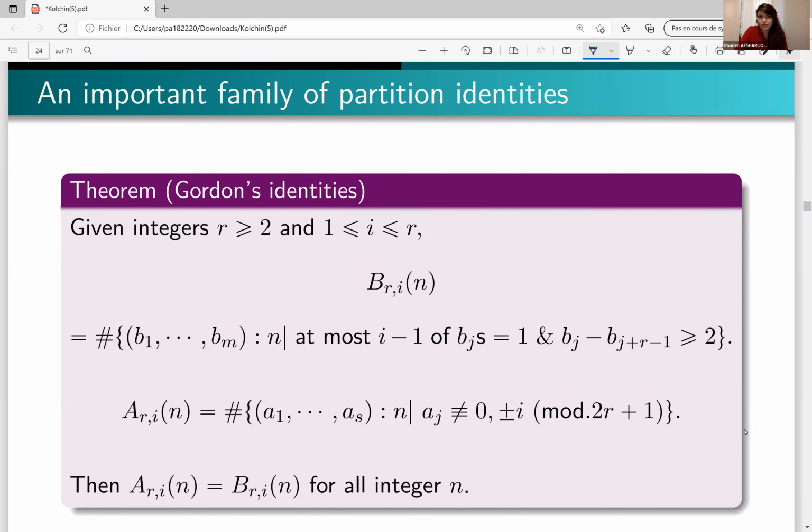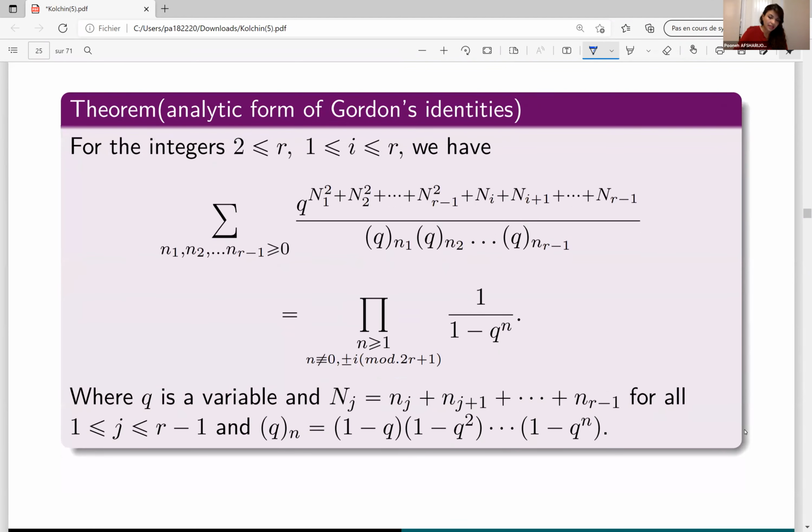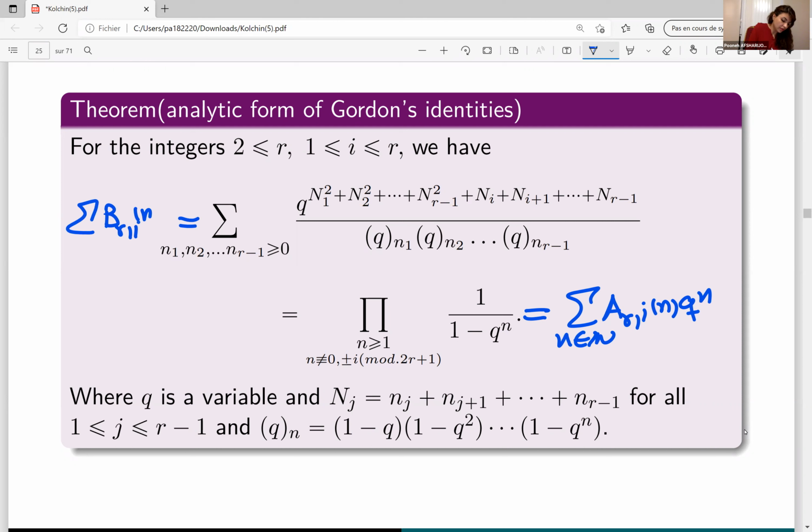The analytic form of this theorem says that this big q-series is equal to this infinite product. Actually, in the right-hand side, we have the generating series of A_{r,i}(n), and in the left-hand side, we have the generating series of B_{r,i}(n).